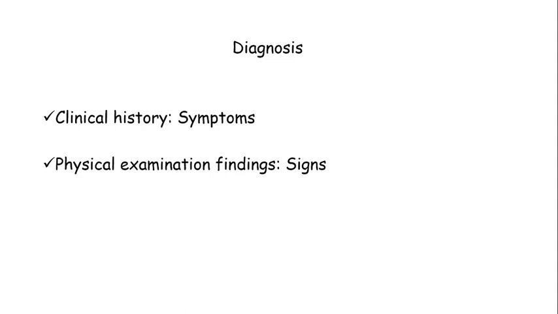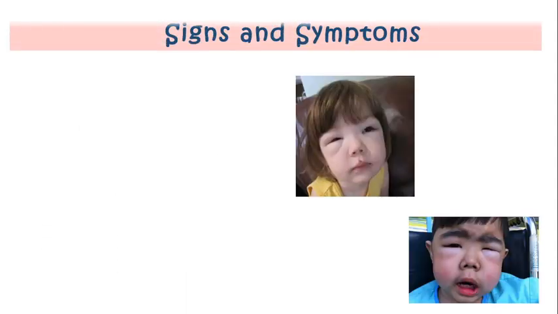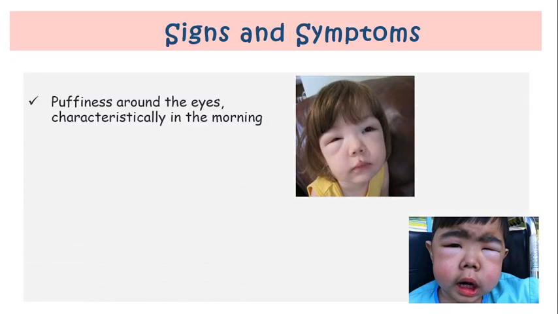It's diagnosed based on history, that is symptoms, physical examination findings, that is signs, and investigation findings. So first we'll look at the signs and symptoms. There will be edema. Edema is more prominent in the face, so it mostly appears as puffiness of the face around the eyes. If you look at these pictures, you can see that.